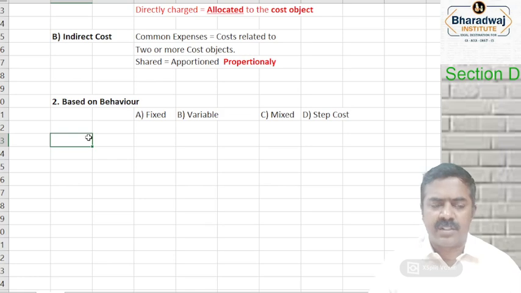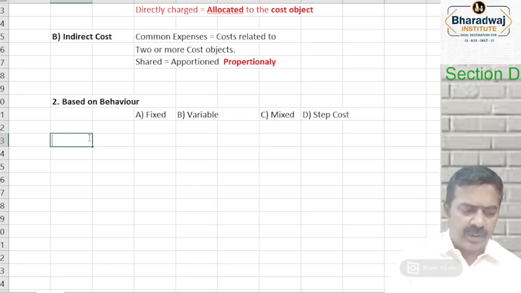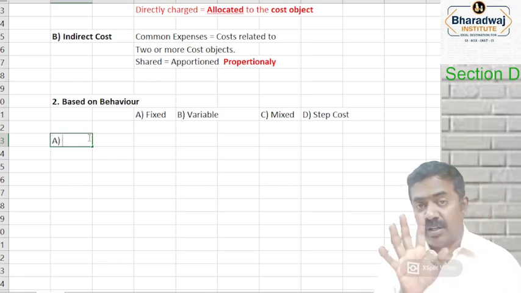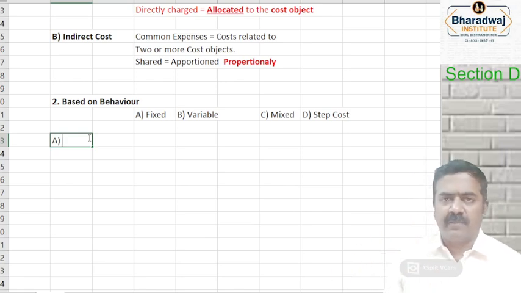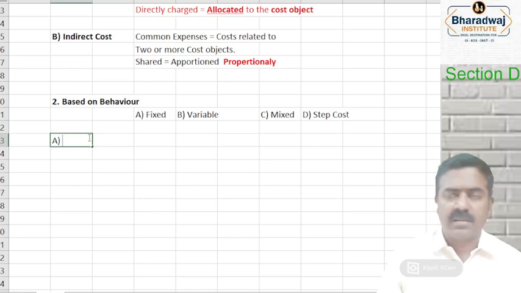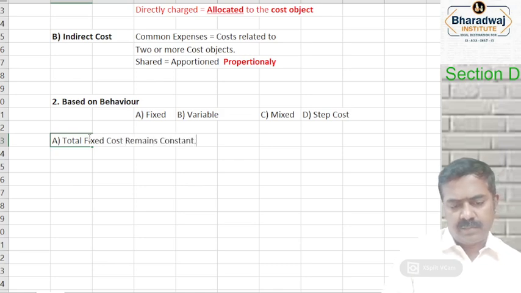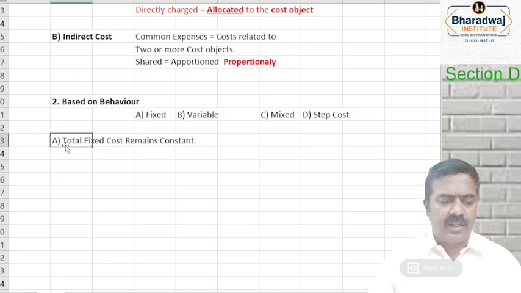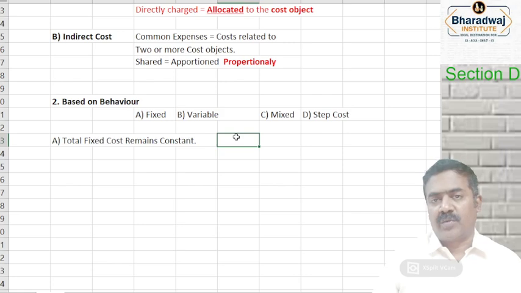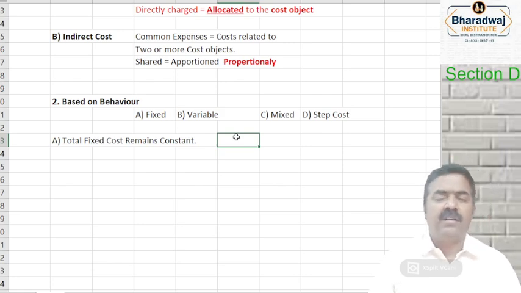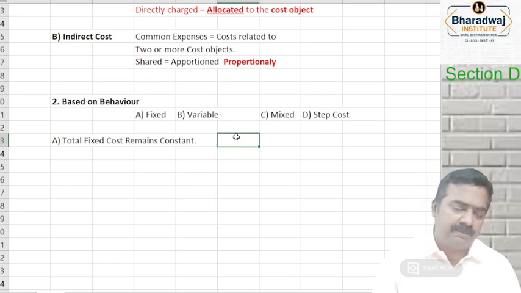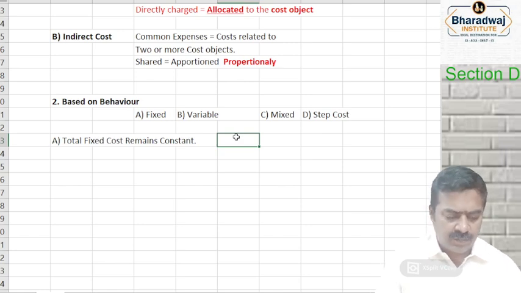Based on this, a lot of questions can be tested. A conceptual question, let me ask you. You are going to answer. Only when you answer, then I'll proceed. You must be very interactive for this. Total fixed cost remains constant. True or false? It's a statement, whether it is true or false. True, sir.